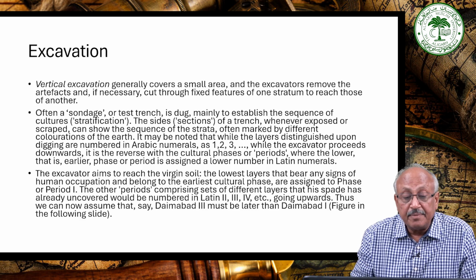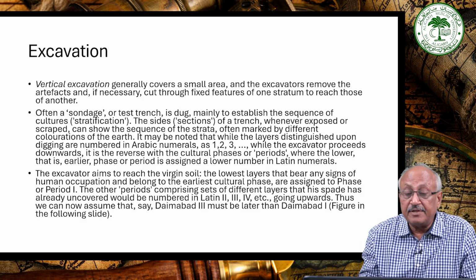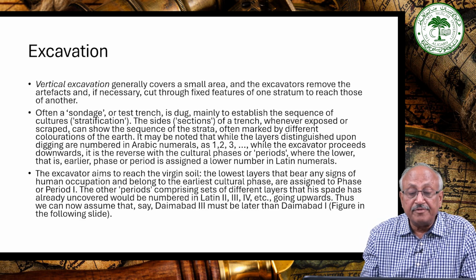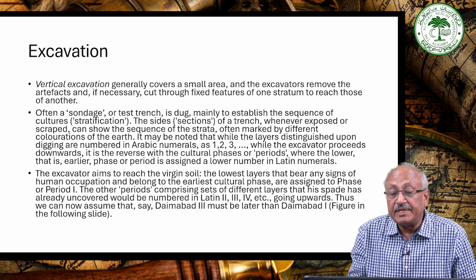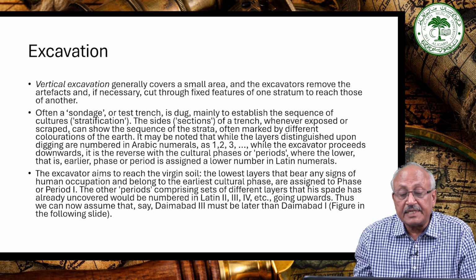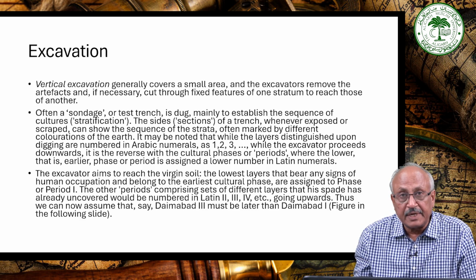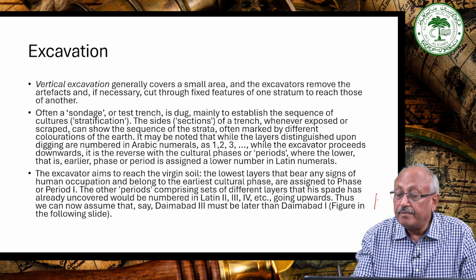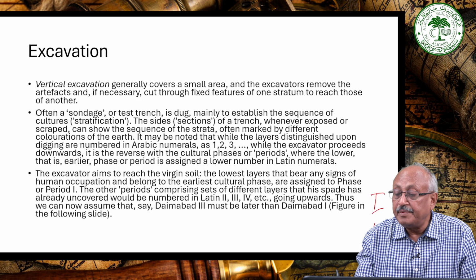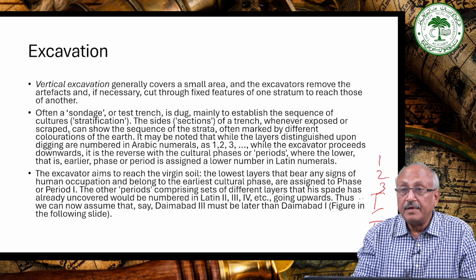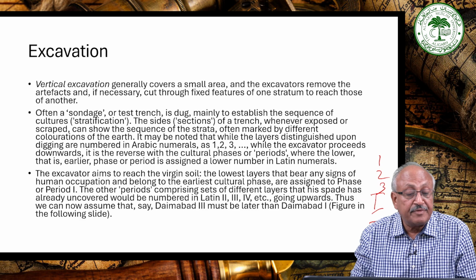So, the Arabic numerals 1, 2, 3 as we write normally, while the excavator proceeds downwards, it is the reverse with the cultural phases or periods, where the lower, that is the earliest phase, is assigned a lower number in Latin numerals. So, you will find 1 written in this way, 1 will be written like this, 2 will be written like this. This is Latin. Arabic is 1, 2, 3. Now, I will tell you the significance.